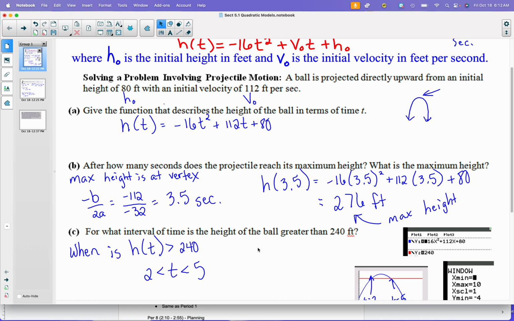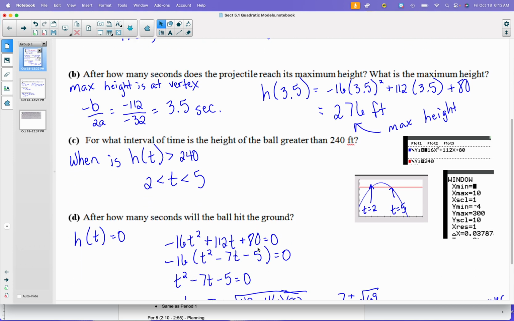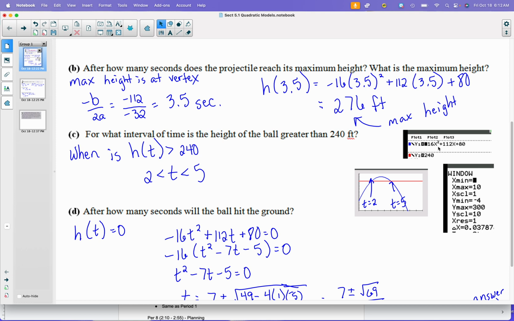On the next part, they ask you for what interval of time is the height of the ball greater than 240 feet. So I graphed my function, using an X instead of t. It's not showing the negative sign, but there was a negative sign. I graphed my function in Y1, and I graphed 240 in Y2, and this is the picture that I got. I set the window: X min is 0, X max, the scale, Y min, Y max, the scale. Now, I knew the 3.5 and 276, so it wasn't a guess when I put 300 for the Y max. I already knew the maximum height, so I made use of that.